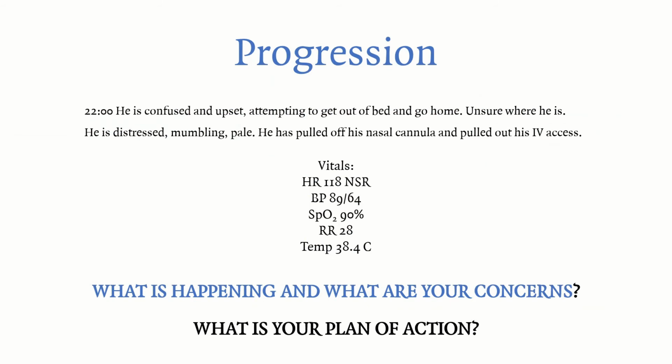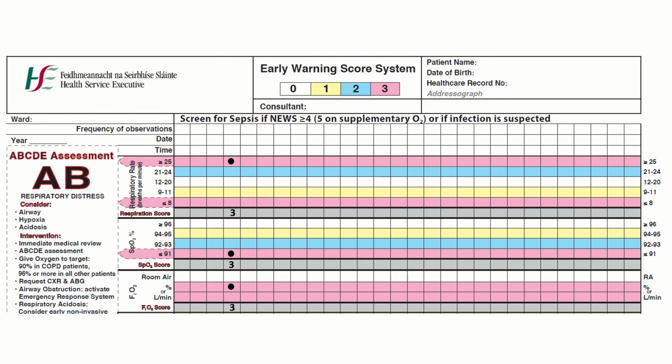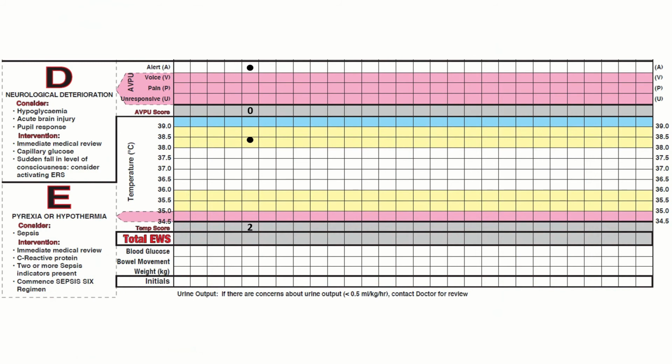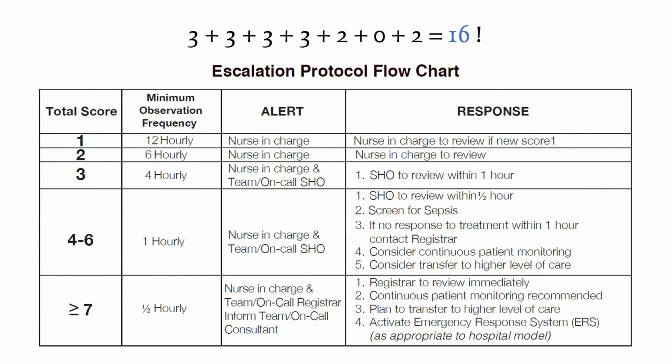Oh, sorry, the saturation is 90% here. So anyway, it's below 91, so it's a 3. And the patient is on oxygen, so it's again another 3. Then you look at the blood pressure. The blood pressure is 89 systolic, and you give it a 3. And the heart rate was 118, so it's a 2. Then you go to the AVPU score, and he's alert, although very confused and agitated, but he's alert. So it's a 0, and the temperature is 38.4, so that's a 2. So if you sum up everything here, it is 3 plus 3 plus 3 plus 3 plus 2 plus 0 plus 2, which is 16. So the patient has an early warning score of 16.